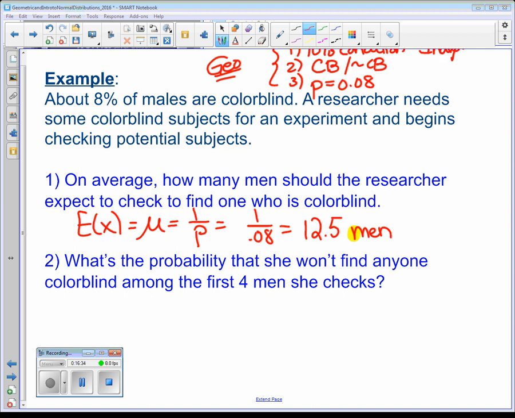So this is really just kind of a slot diagram, like we've always kind of done. Okay? So among the first men she checks, I'm going to have 4 slots. I have no success. So isn't it just 0.92 to the 4th power? Would you agree with that? The 4 slots, they're all failures. All that means is that they can see. You're a failure because you can see. So 0.92 to the 4th, I agree. We don't have to use the geometric formulas until we get that first success. Did you get that? That's what I got too.